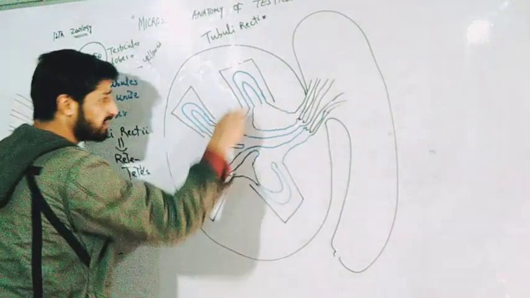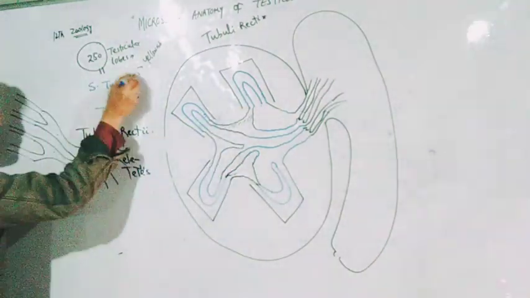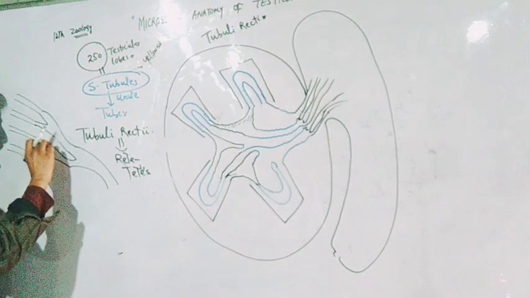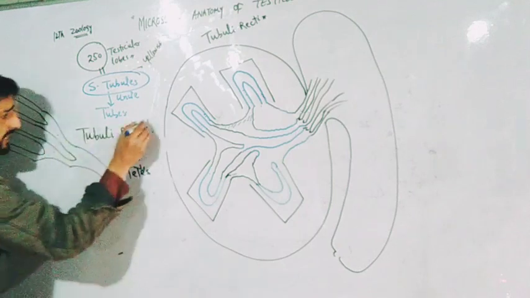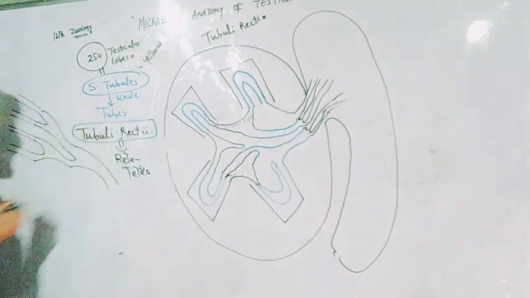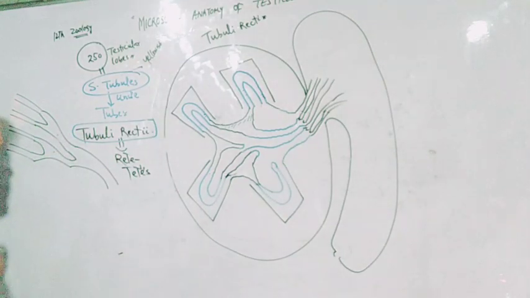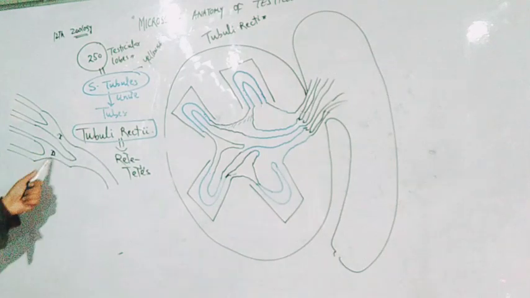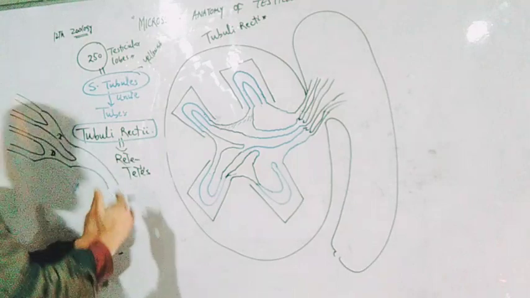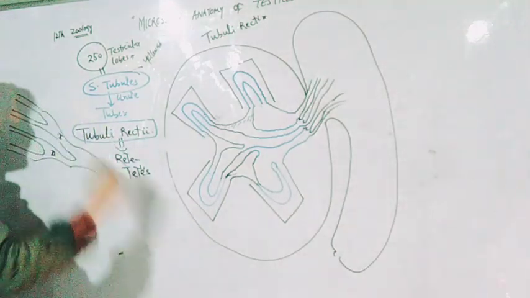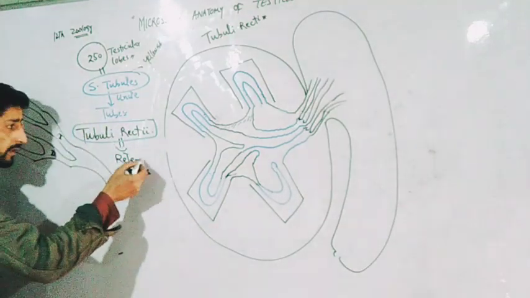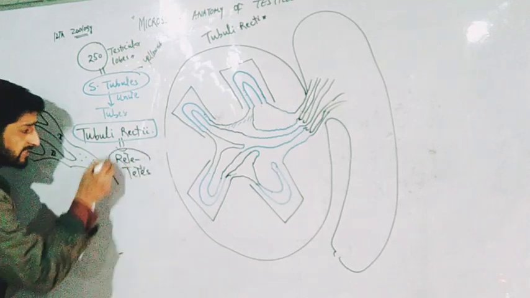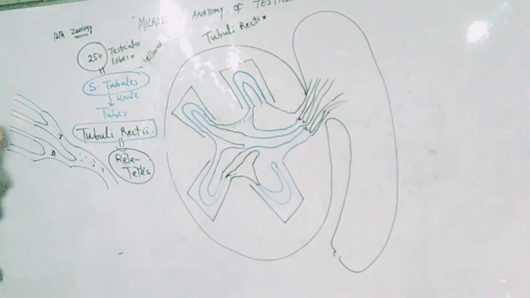These seminiferous tubules unite together, and when they do, they form a network of larger and wider tubes. This network is known as tubuli recti. Now these tubuli recti, this network of wider tubes, again join together and form a larger network of tubes. This larger network is known as rete testis.